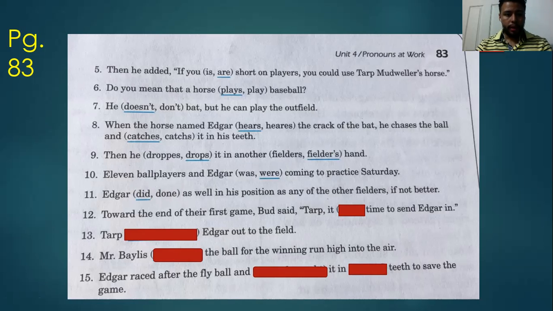Okay. Number 12. Toward the end of their first game, Bal said, Tarp, it what? Is? Yes. Tarp, it is time to send Edgar in. Exactly. That is the correct form of the verb to be. It is, right? Number 13.